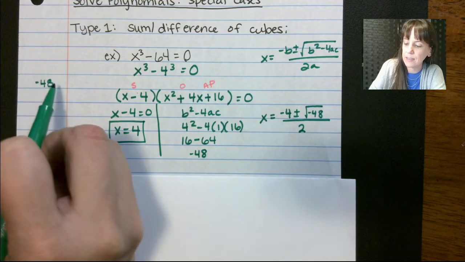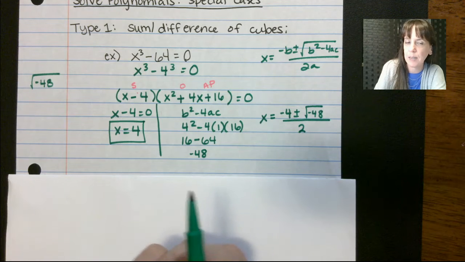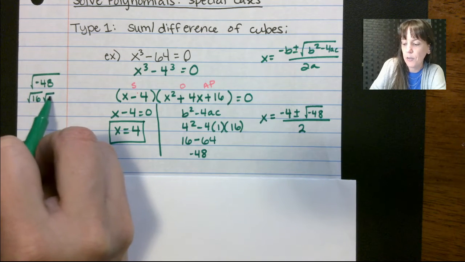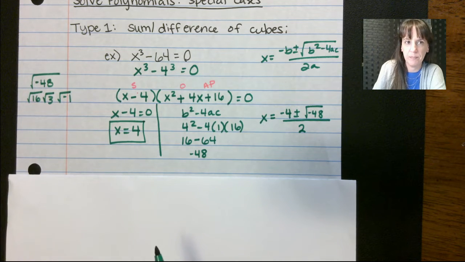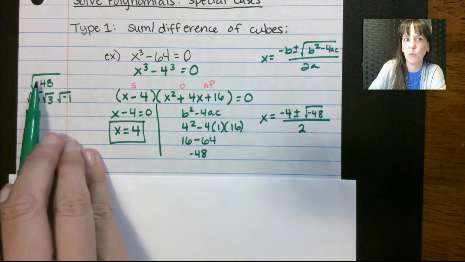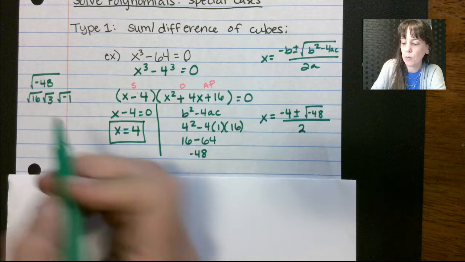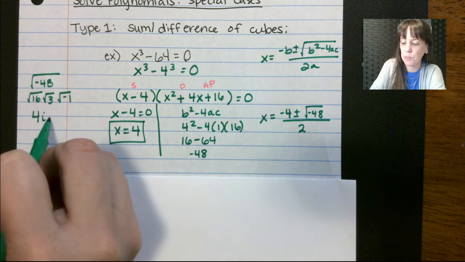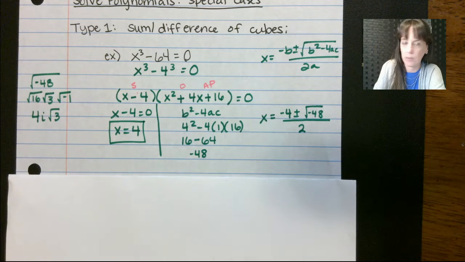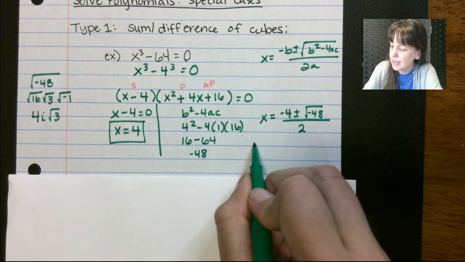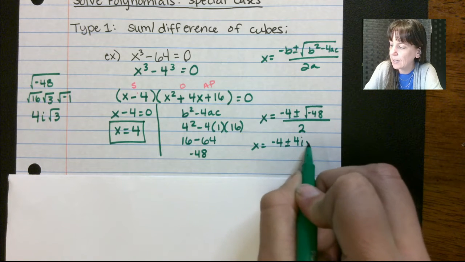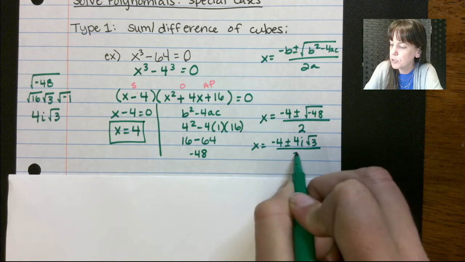The square root of negative 48 is really the same as the square root of 16 times 3 times negative 1, right? 16 times 3 times negative 1 will give me negative 48. Well, the square root of 16 is 4. The square root of negative 1 is i, and the square root of 3 I can't really do anything with. So this is x equals negative 4 plus or minus 4i root 3 over 2.